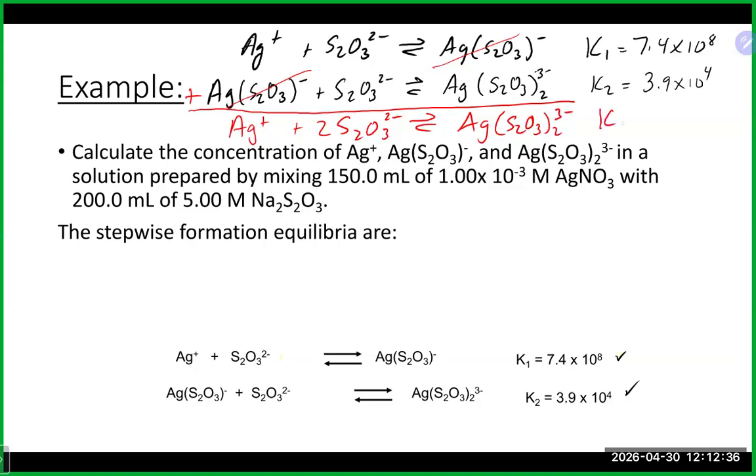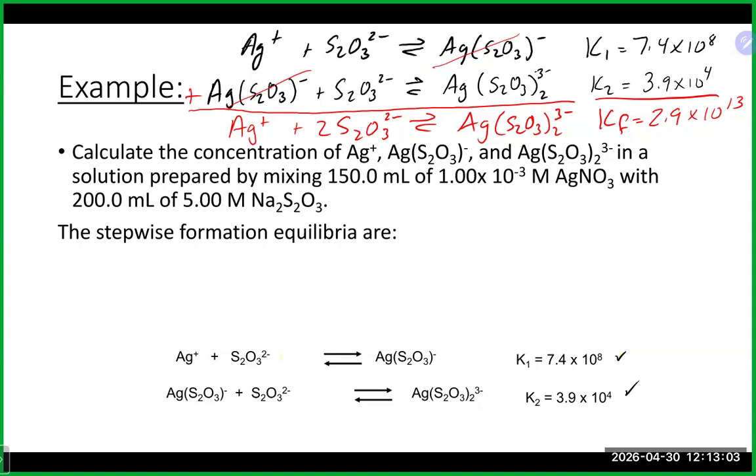And obviously we could get a Kf for our complex ion. Again, remember that we multiply the K values here, not add them. So that's going to get us here, looks like a 7.4 times 10 to the 8 times 3.9 times 10 to the fourth. Call it a 2.9 times 10 to the 13. Any questions so far on that?